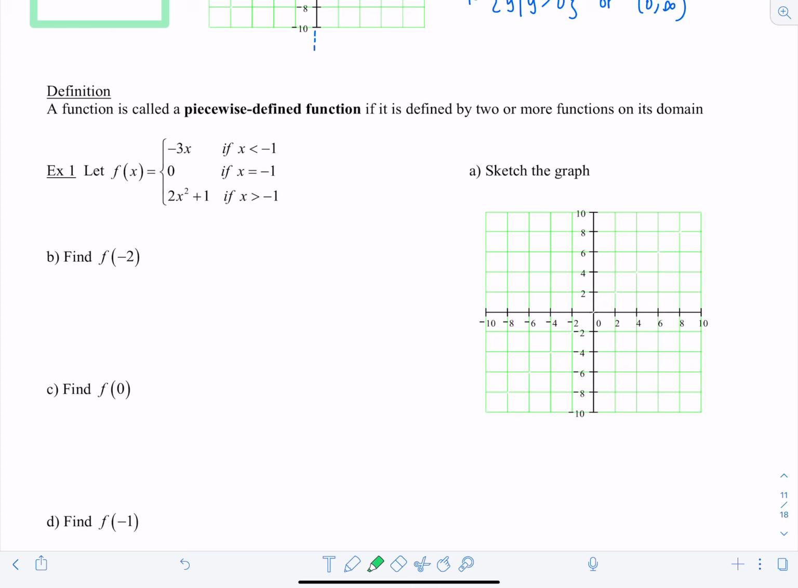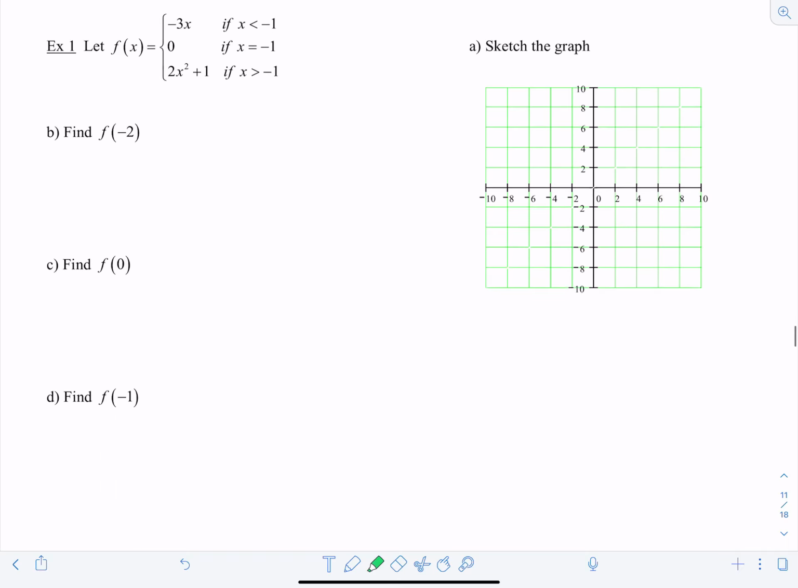So notice here we have f of x equals negative 3x if x is less than negative 1. f of x equals 0 if x equals negative 1. And then f of x equals 2x squared plus 1 if x is greater than negative 1. Okay, when you get more comfortable with these, you'll probably be able to just look at the piecewise function and start graphing. But a lot of the time when students first see them, it's a little overwhelming. So I'll show you a way to make a table if it makes you feel more comfortable, but it's totally optional. Only do it if you love it and you feel like it's needed, okay? We'll get to that in a minute.